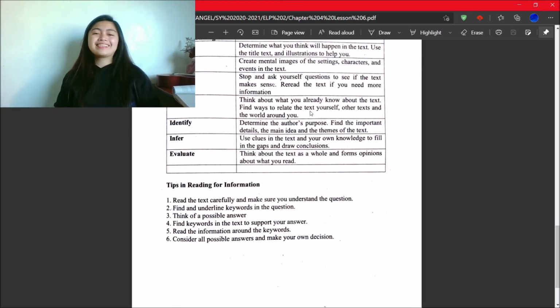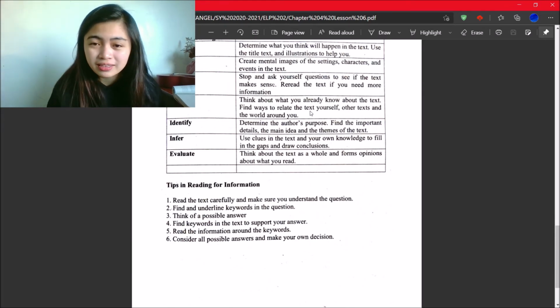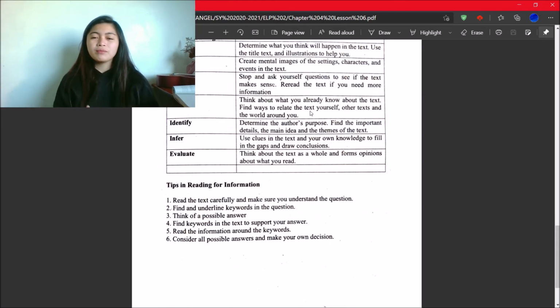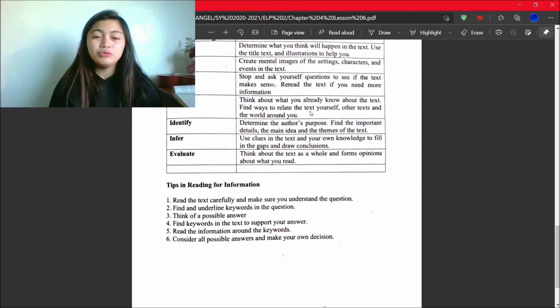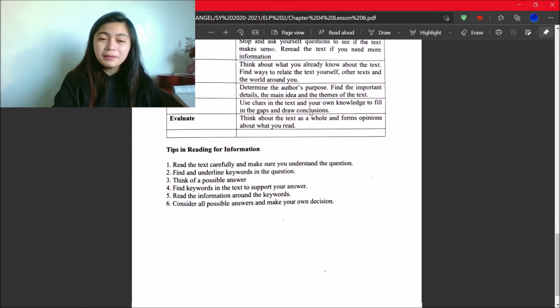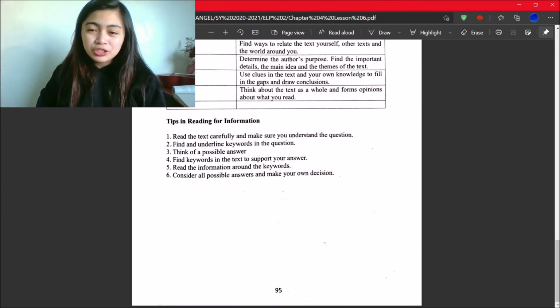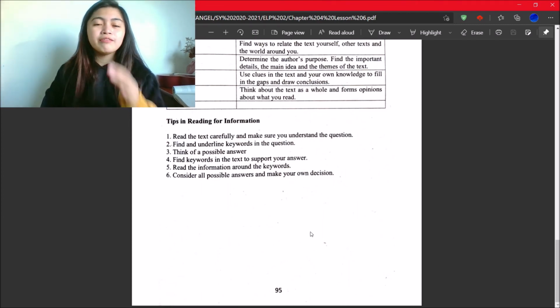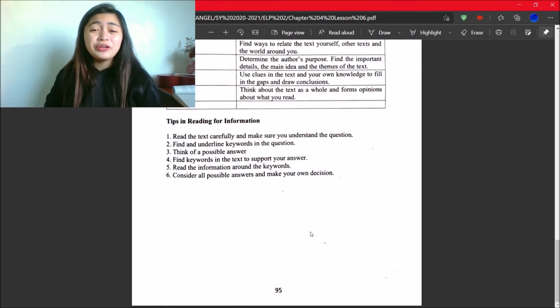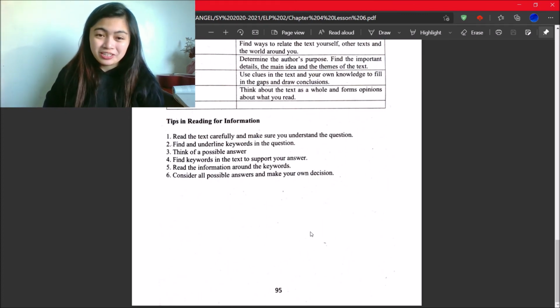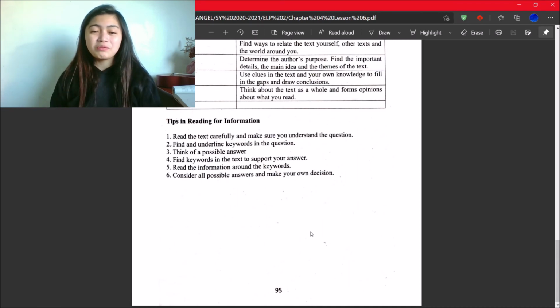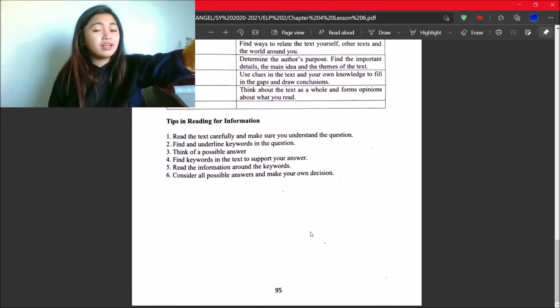Yon. Next, the last thing is evaluate. So think about the text as a whole and form opinions about what you read. Next, tips in reading for information. This is the last part. Read the text carefully and make sure you understand the question. Find and underline keywords in the question. Think of a possible answer. Find keywords in the text to support your answers and read the information around keywords. Consider all possible answers and make your own decision.